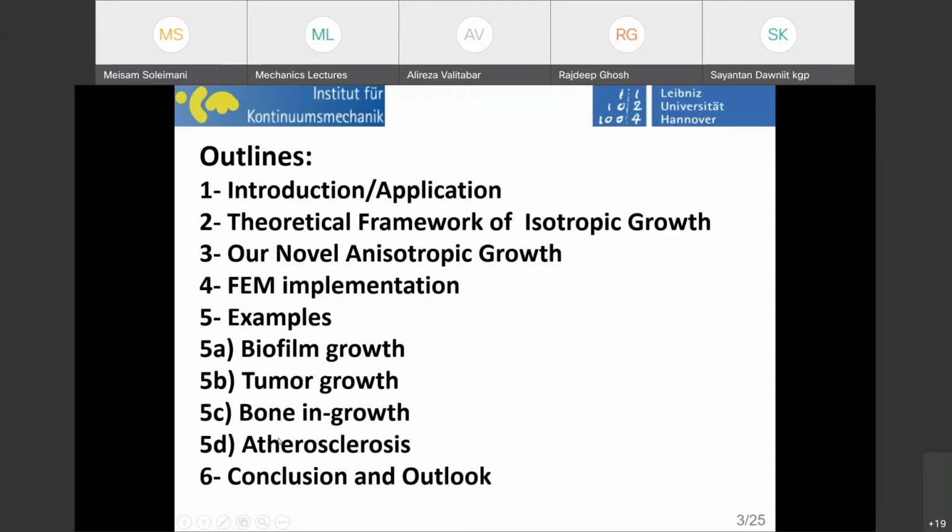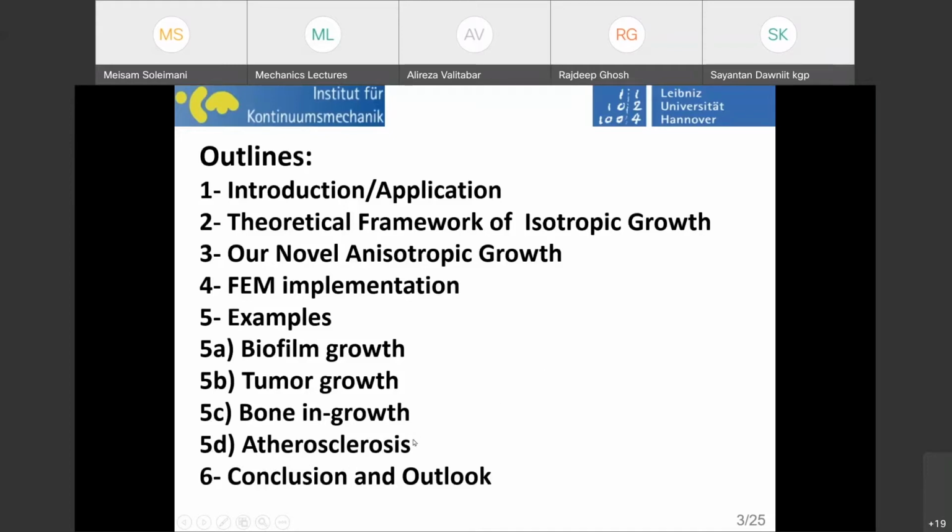And then finally, recently we have been working on atherosclerosis. That basically means the occlusion in the arteries, so to say. Roughly speaking, it means the occlusion in the arteries. What we have developed using this growth framework is something that is quite new.